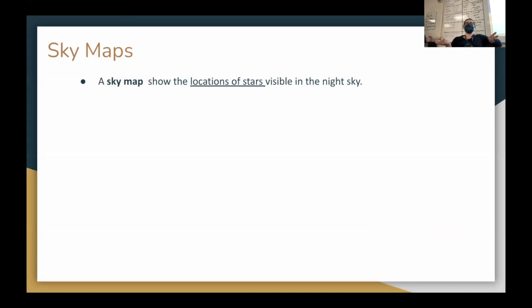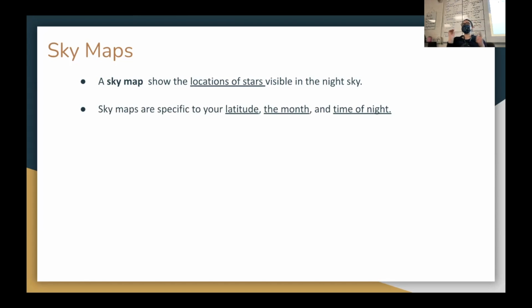Now, what's visible in the night sky isn't constant all the time. It depends on several different things. First off, it depends on your latitude. At different latitudes, you're going to see different stars and celestial objects. It's also going to depend on the month of the year. Certain constellations and certain stars are only visible in like the summer or only visible in the winter. And it also depends on the time of night. The stars will appear to traverse the sky over the course of a night.